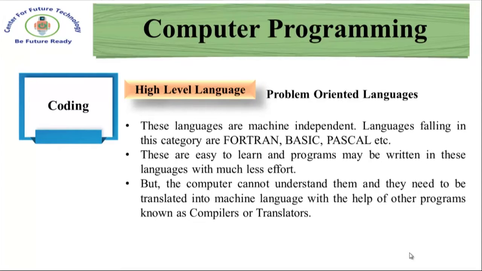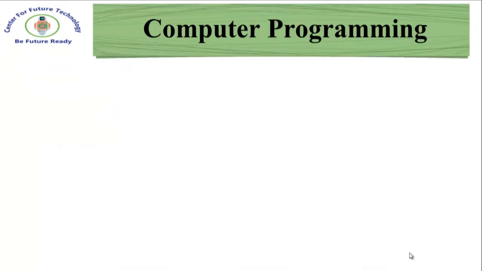Languages falling in this category are Fortran, Basic, Pascal, etc. These are easy to learn and programs may be written in these languages with much less effort. But the computer cannot understand them and they need to be translated into machine language with the help of other programs known as compilers or translators.